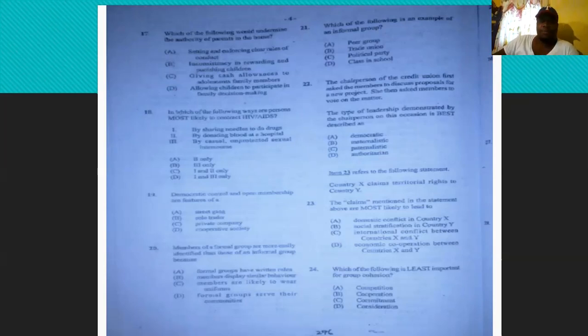Number 19, democratic control and open membership are features of A, street gang, B, sole trader, C, private company, D, cooperative society. Answer is D, cooperative society. Google what that is if you don't know. Can't be a street gang, right? There's no open membership in a street gang. There are ways to join it, but the don is not going to put just anybody in his gang. You must be able to trust them, that they can defend him, defend themselves, things like that, right?